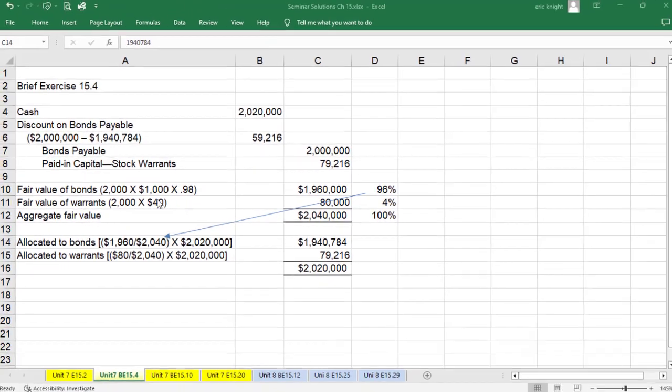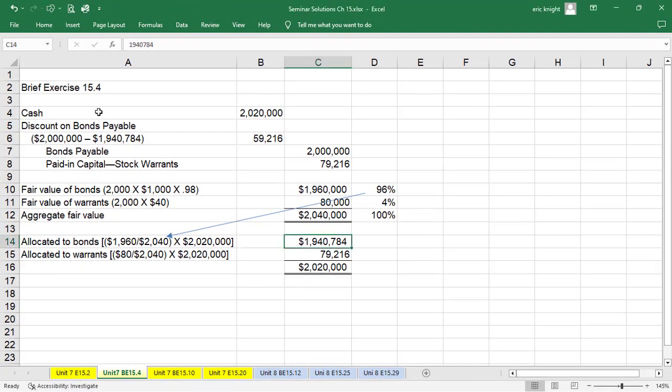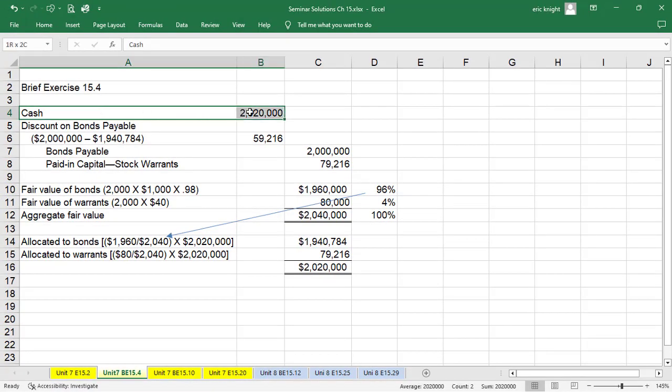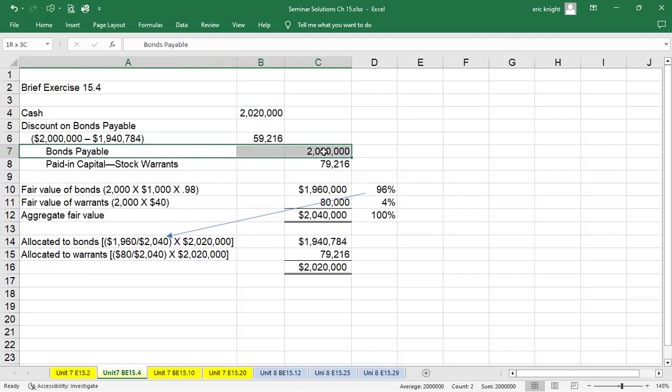So looking at the journal entry we're going to need to do, the first one I would do is the cash, because we know we're going to receive 2,020,000 because the bonds were issued at 101%. $2 million bonds at 101% means that we definitely receive cash, $2,020,000. But we need to allocate that between the bond and the warrant. So we know the bonds payable, that's the other one we can put in. That's going to be $2 million. But we don't know the discount yet.